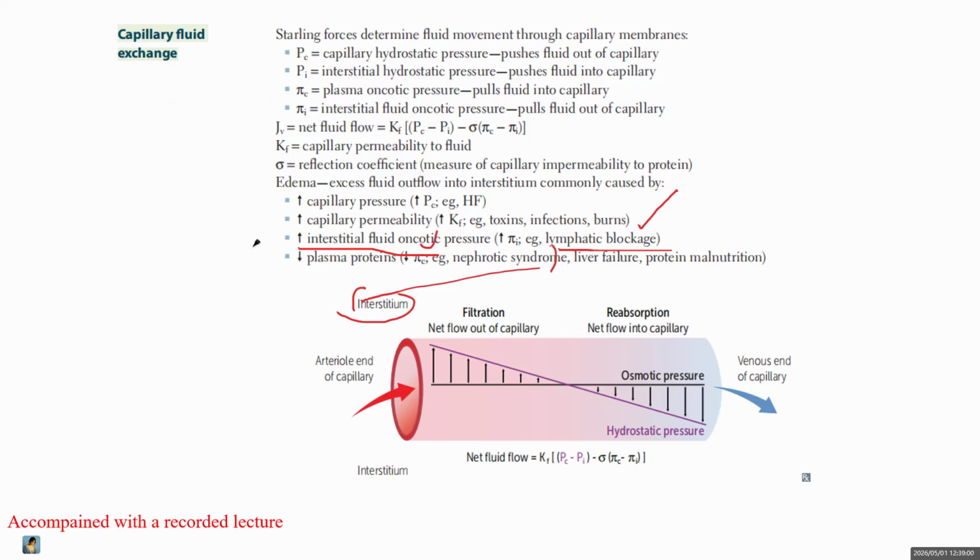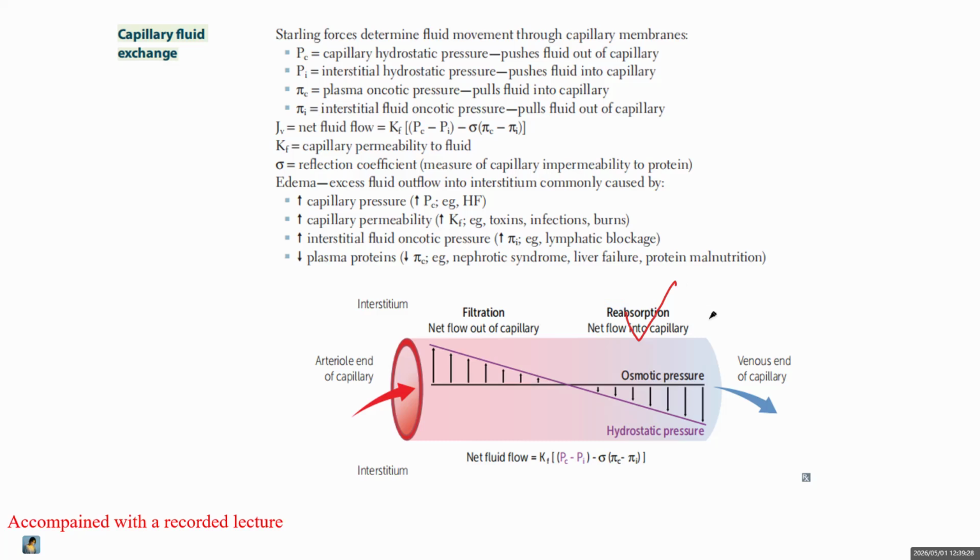Another thing that you have to remember is that whenever we have decreased plasma oncotic pressure, what is going to happen? Because the plasma oncotic pressure normally pulls the fluid into the capillary. So the fall in plasma protein reduces this inward pulling force, right? And afterwards, the fluid is not reabsorbed properly, and so edema happens, right?